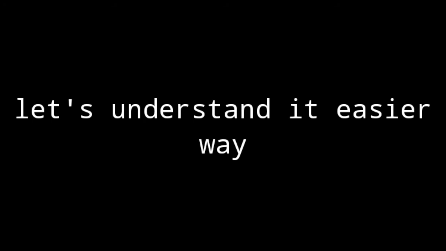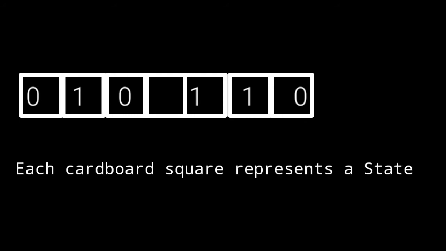Now let's understand it the easier way. Let's take a cardboard square which can contain the number 0 or the number 1, or the cardboard square can be empty. Now let's combine them to form a strip of them. So it will look something like this. In this, each cardboard square represents a state, whether empty or 0 or with a 1.